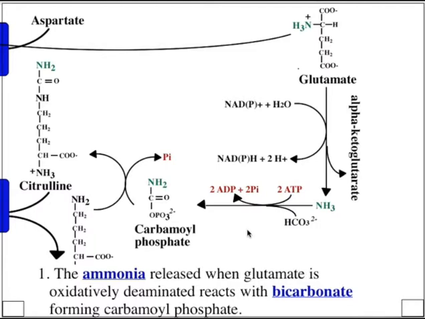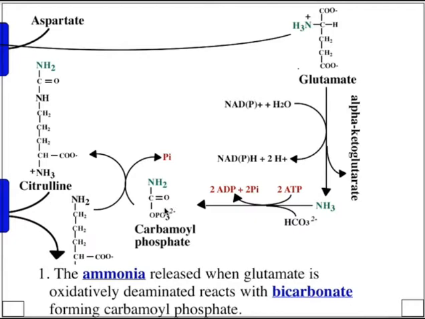So we might write down then the ammonia released when glutamate is oxidatively deaminated reacts with bicarbonate to form carbamoyl phosphate. Step 1. Now look at something here. Notice that this is a highly energy consuming step, highly endergonic. It requires 2 ATPs to power the synthesis of carbamoyl phosphate.